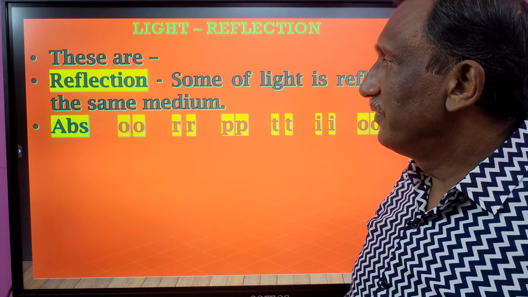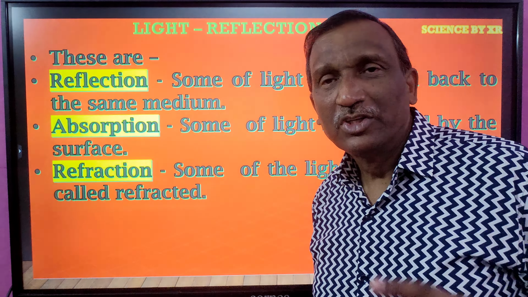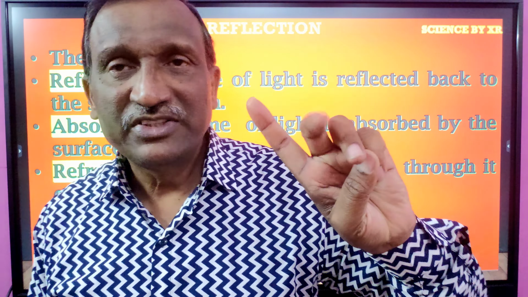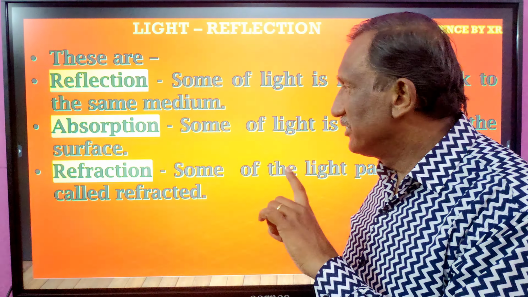Some light is always absorbed by the glass or any transparent object, and that is why you find that some heating effect is there. And some light will pass through it, and the passing through it is called refraction. So three events are there, that is reflection, absorption and refraction. Out of these three, we are going to study only and only about reflection in this video.